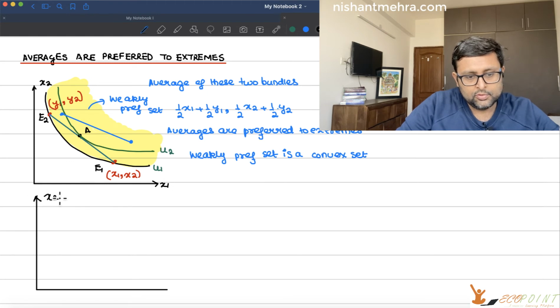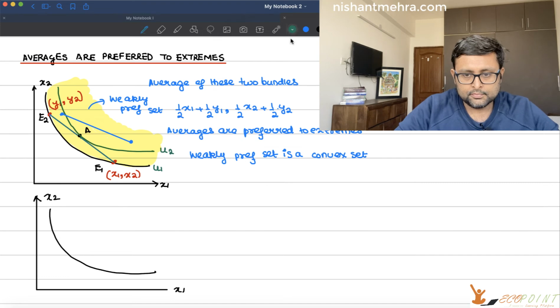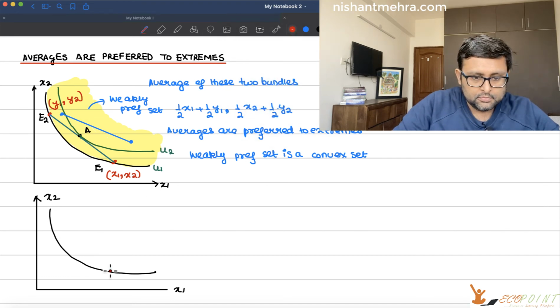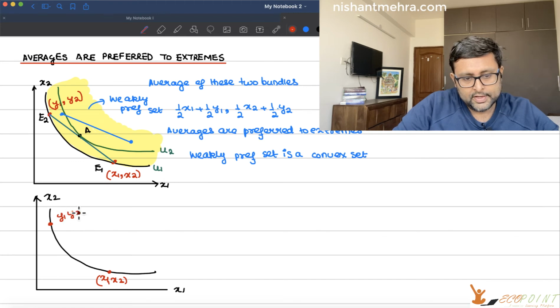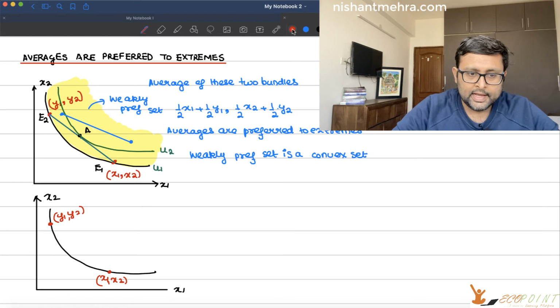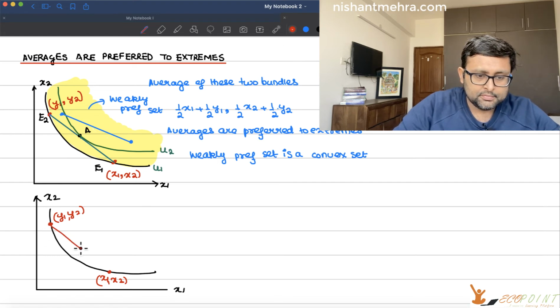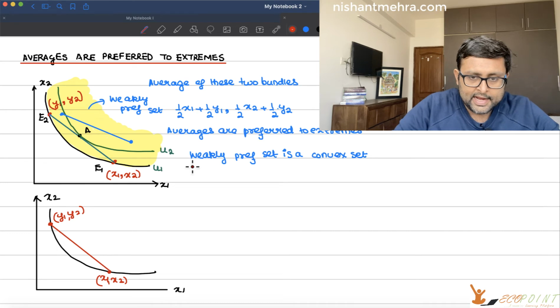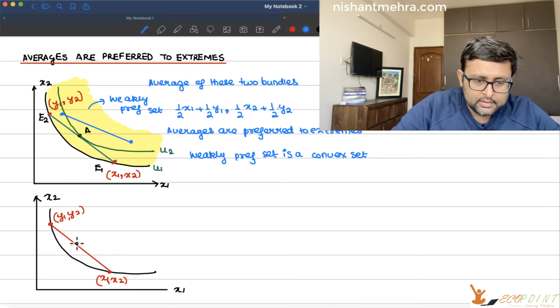So you have x2 here, you have x1 here, you have this utility here, you picked up 2 points, x1, x2, y1, y2. You picked up these 2 points, beta, and you join them by a line segment. And you marked this point.